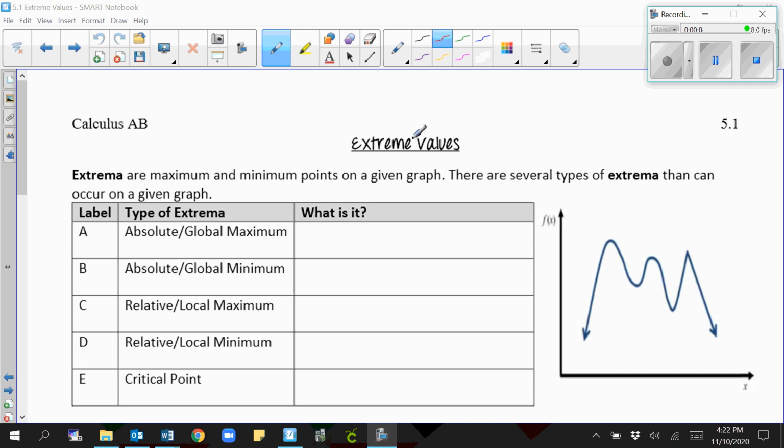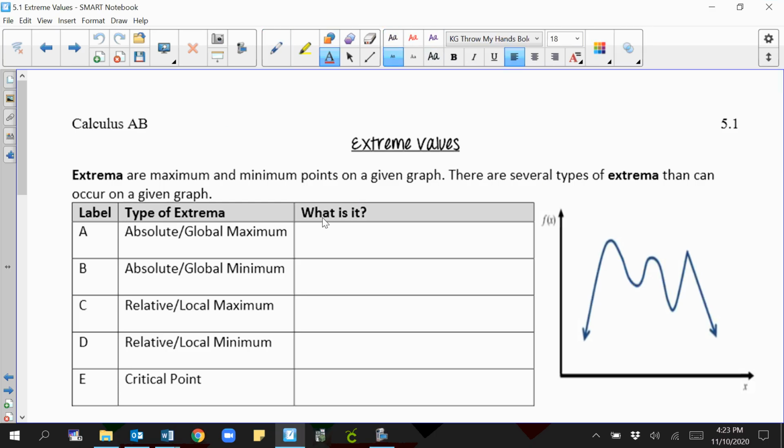Hey guys, today we're looking at section 5.1, which is going to talk about extreme values. So let's start with the definition. Extrema are maximum and minimum points on a given graph. So there are several types of extrema that can occur on a given graph. So let's look at a couple of these.